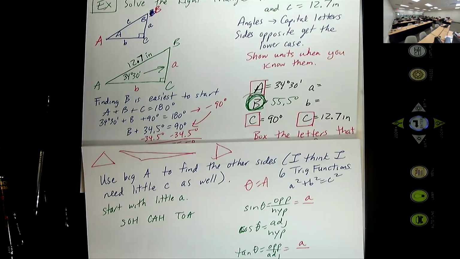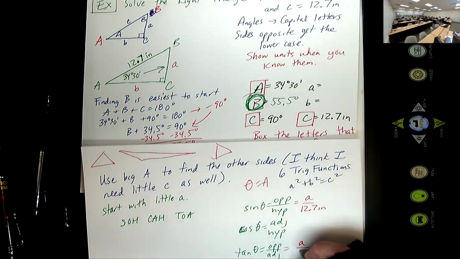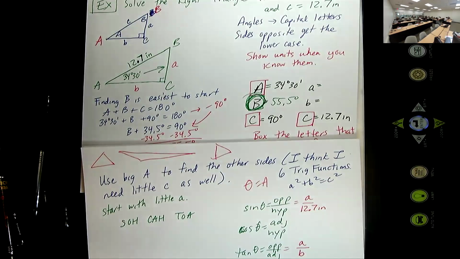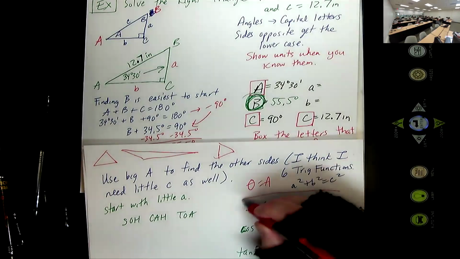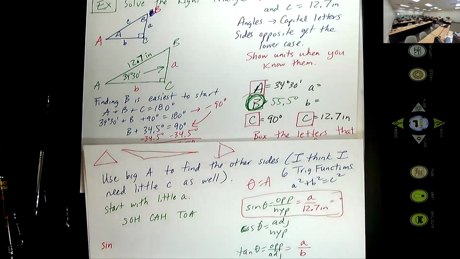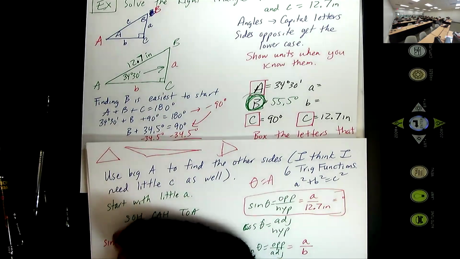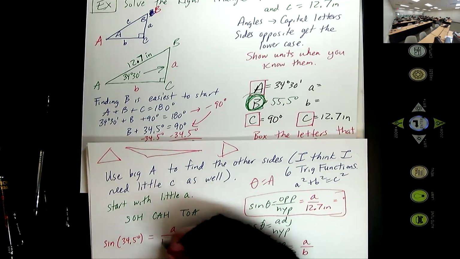Depending on what we have for the third component. Hypotenuse is always the longest side, the side opposite the right angle. So C here is the hypotenuse. This one is 12.7 inches, this one is B. So at this point, the only one that I have full information on is this one, because I can say sine of A, or sine of 34.5 degrees, equals a over 12.7 inches.